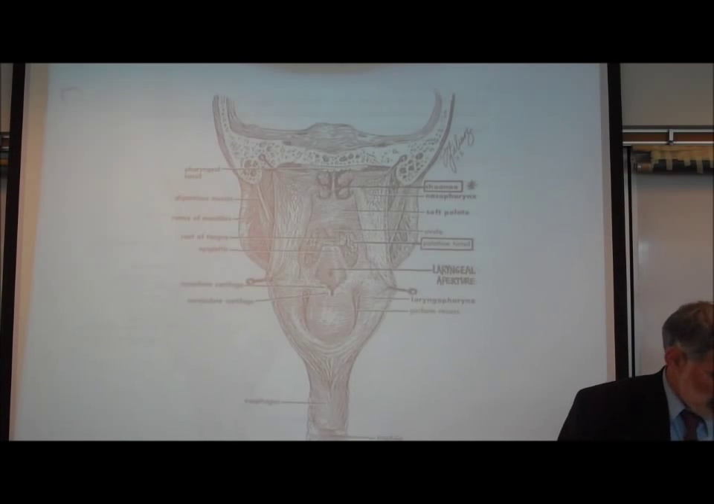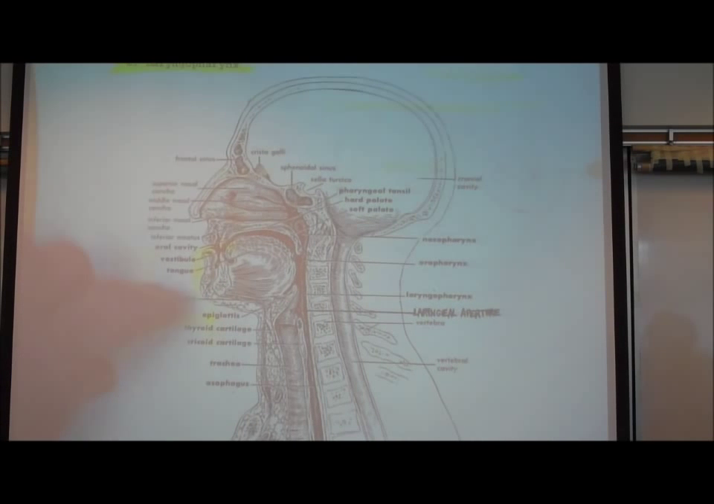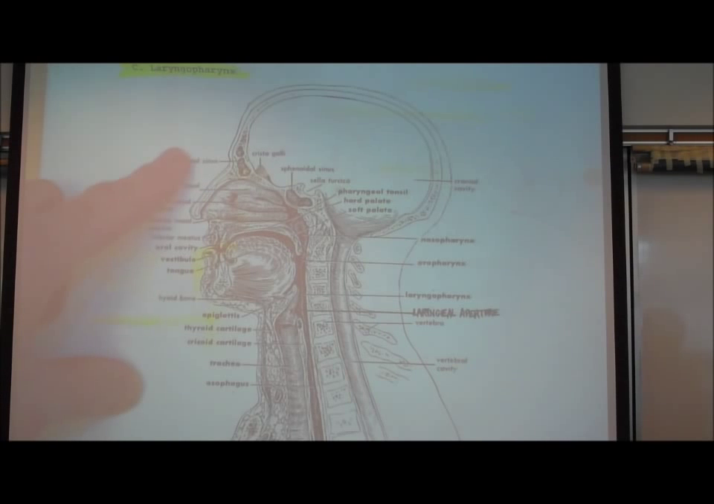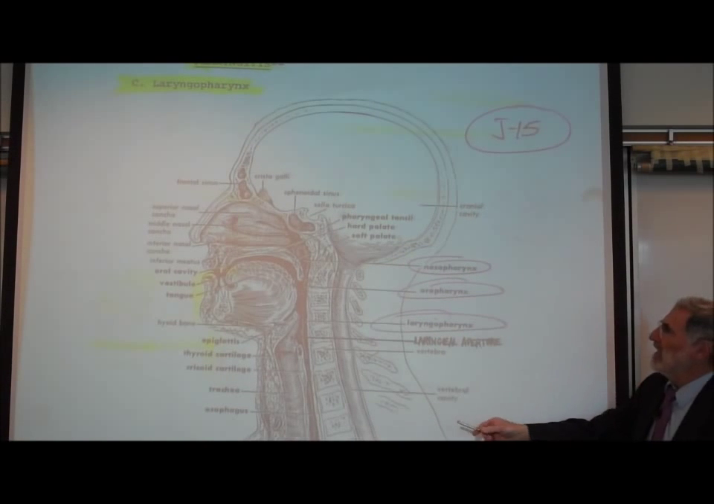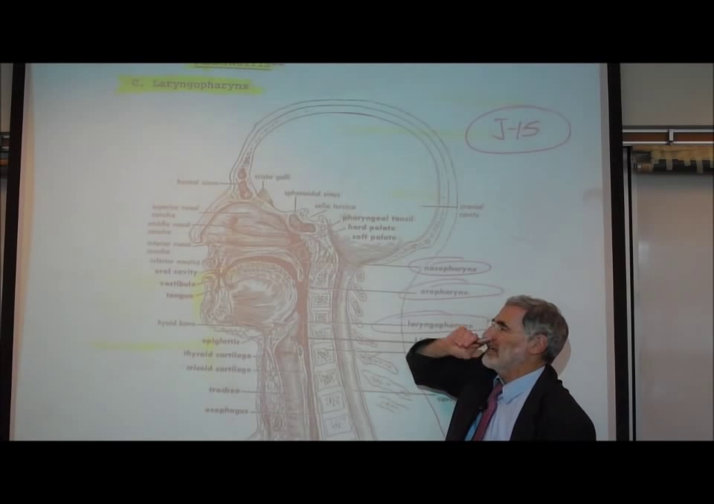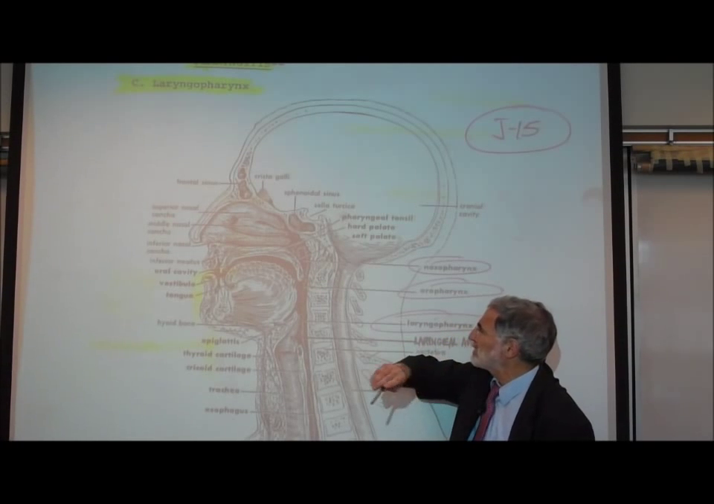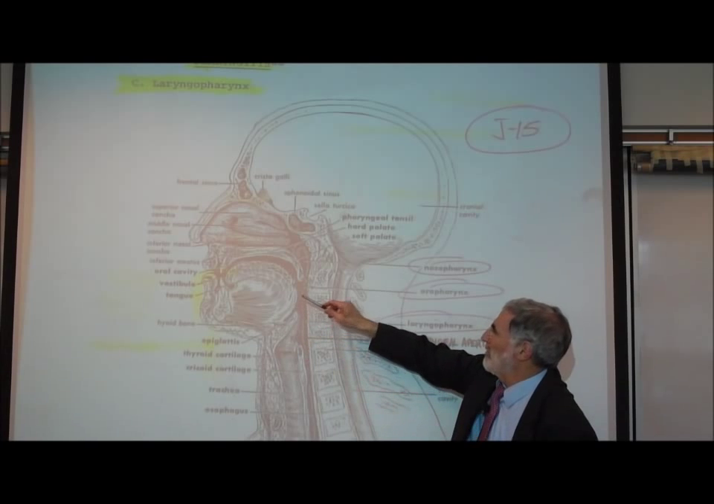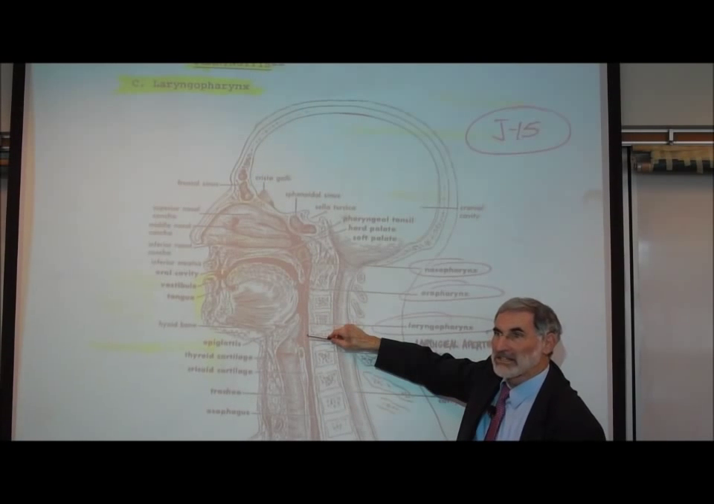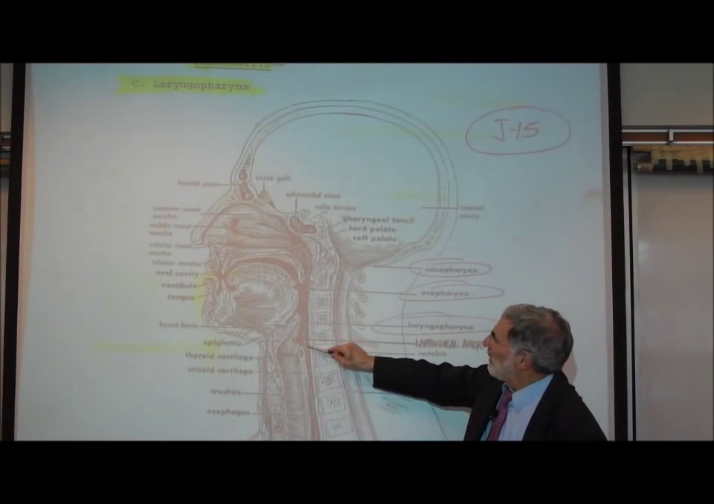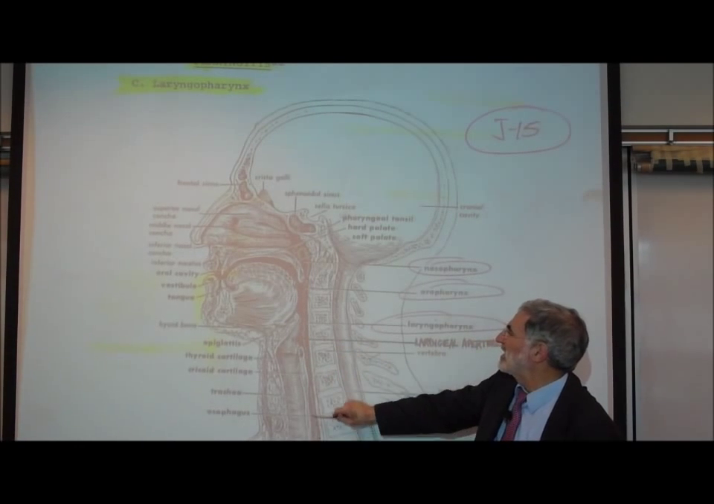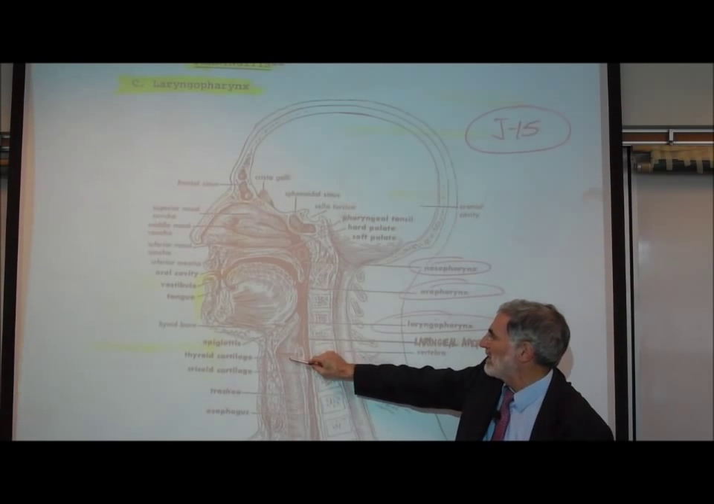Let's look on K4. On this picture on K4, this is exactly the same identical picture, just smaller, that appeared on J15. We talked about the nasopharynx, oropharynx, and laryngopharynx. So yeah, the part that you're asking, the part that the digestive and respiratory systems share are the oropharynx and laryngopharynx. Okay. At the laryngopharynx is where they separate, where the food goes down the esophagus, but the air goes down through the larynx and the trachea.